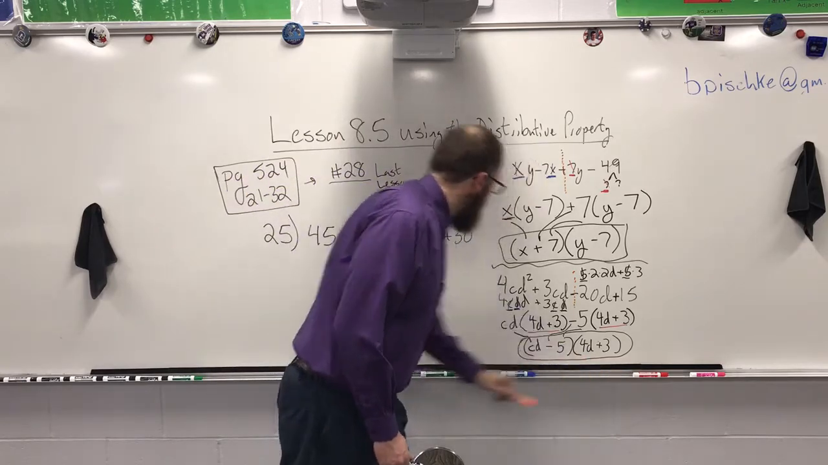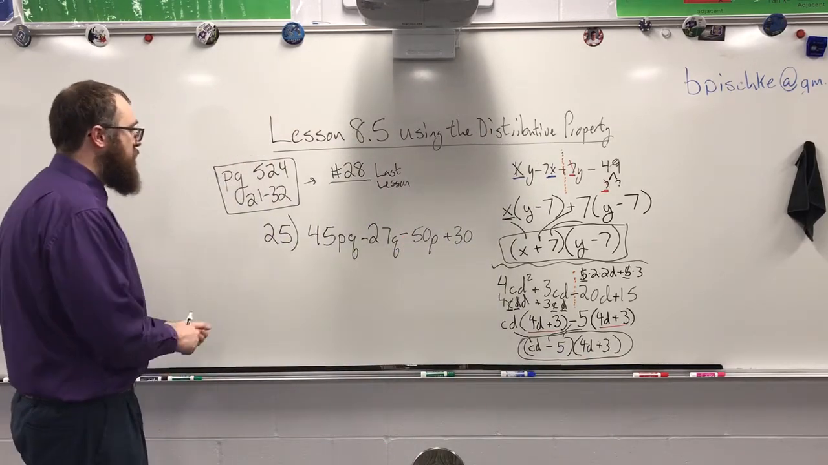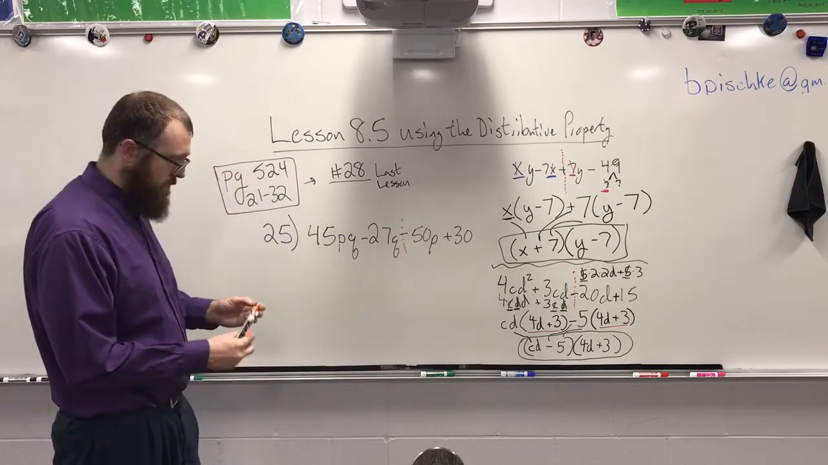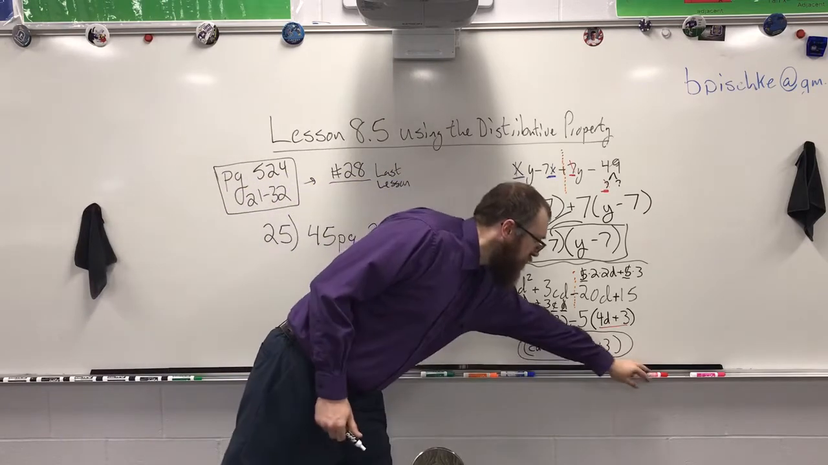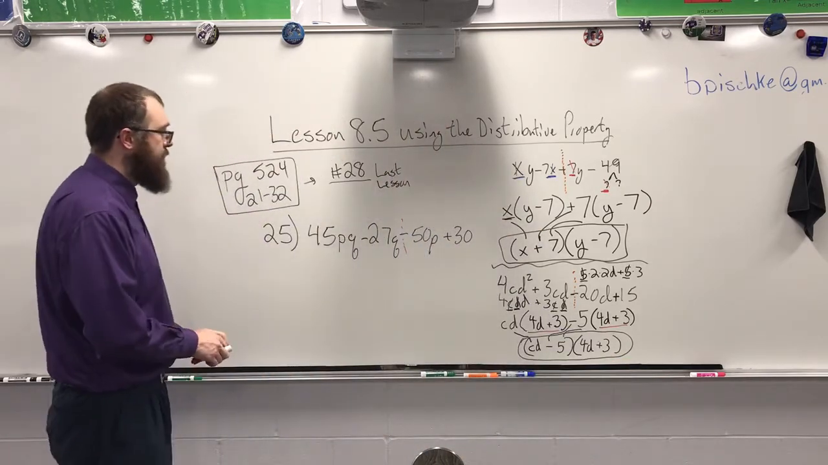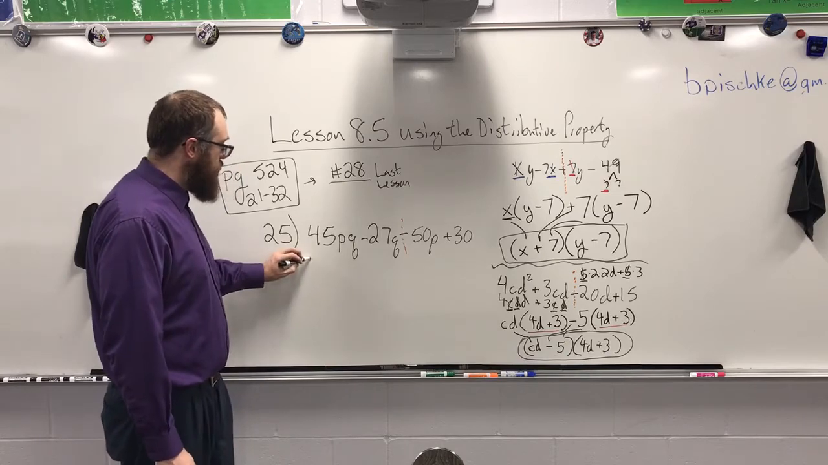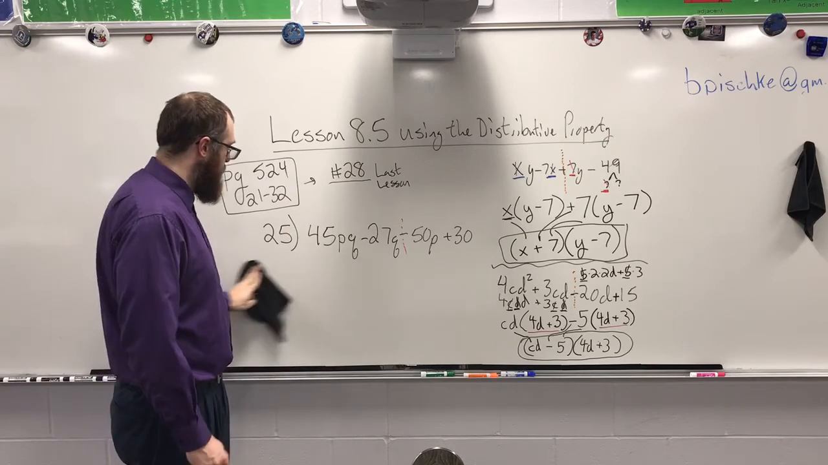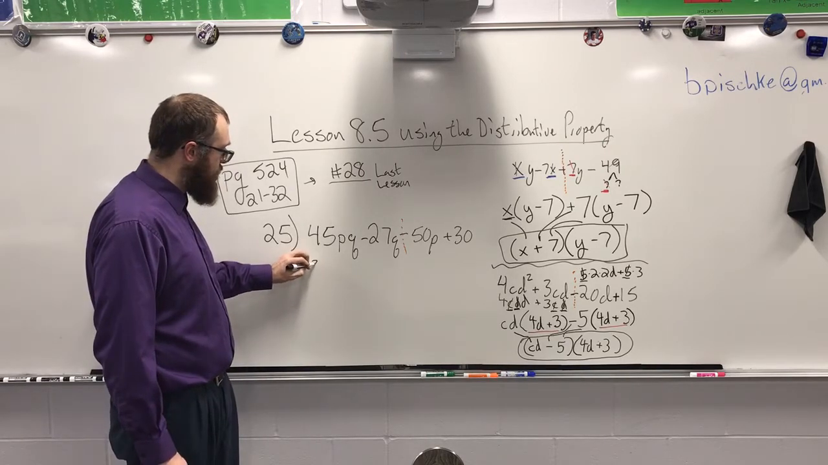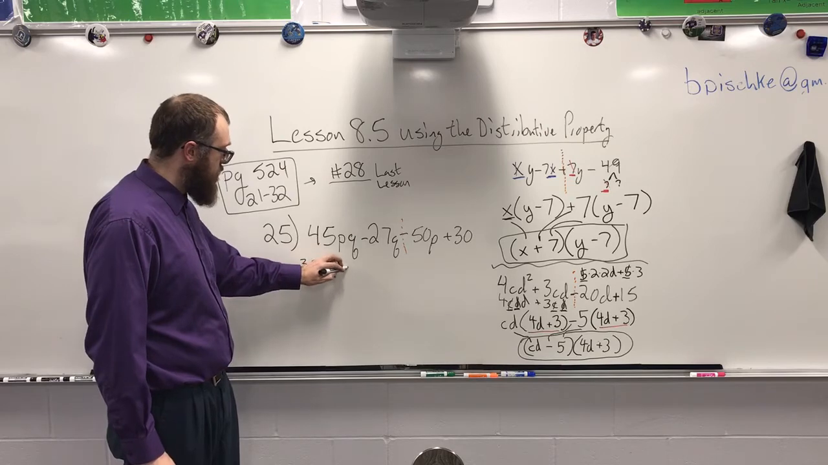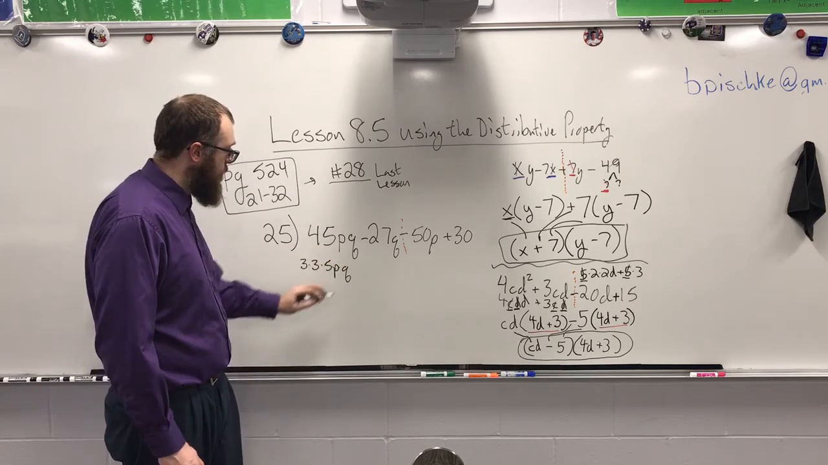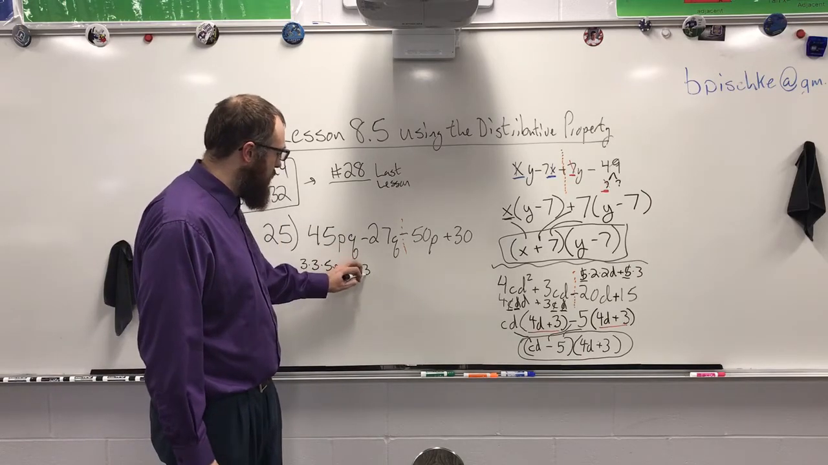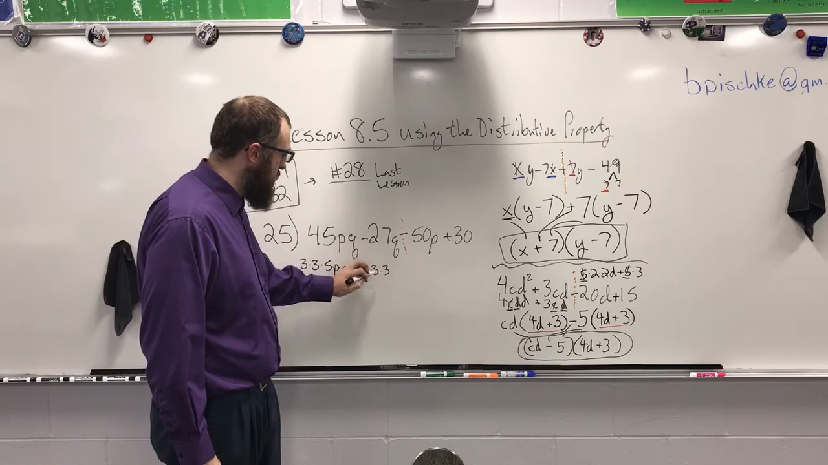I did another problem with a minus in between so that we could catch that before it becomes an issue. Let's take a look at what we can do here. 45 splits into 9 and 5, and 9 splits into 3 and 3. So I have 3 times 3 times 5, PQ. 27 splits into 9 and 3, and 9 splits into 3 and 3, so I have 3 times 3 times 3 times Q.